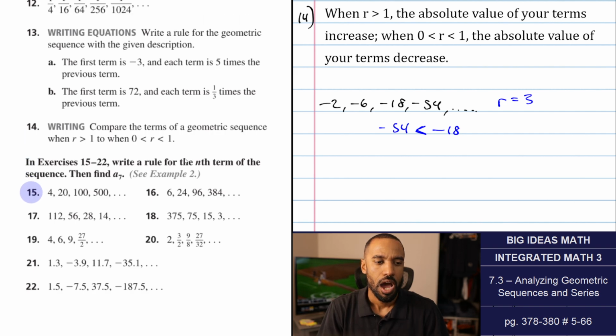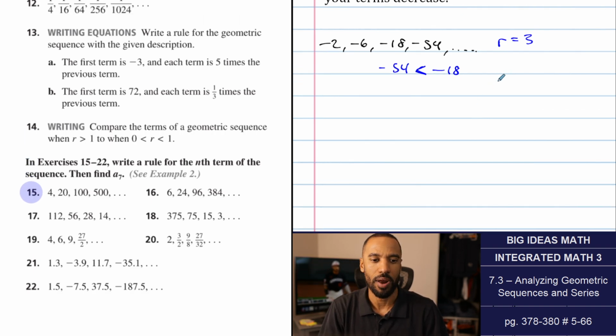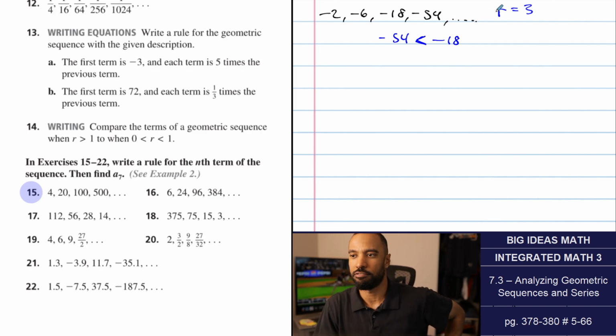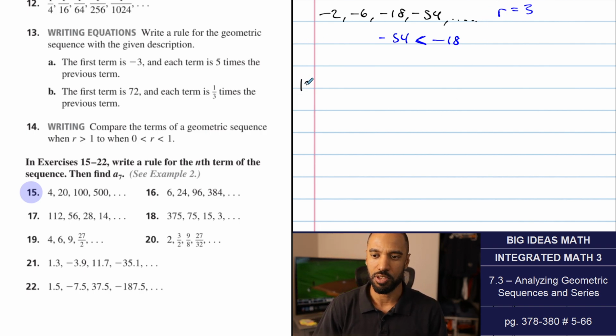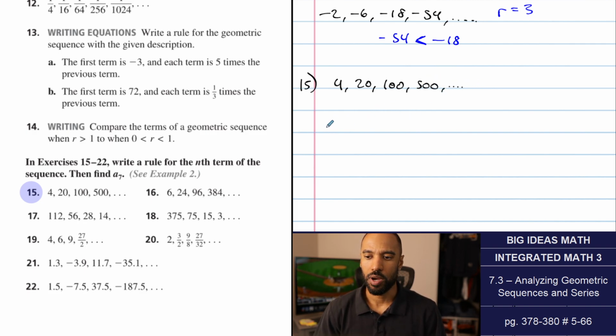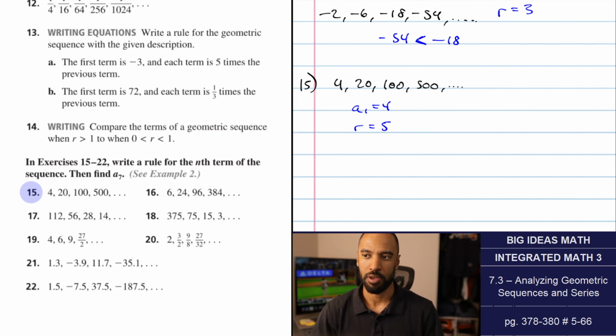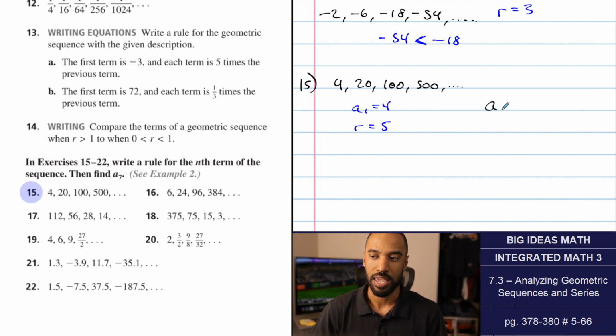All right, exercises 15 to 22: write a rule for the nth term of the sequence, and then find a sub 7. Classic case of something you could have done even back in IM1, and I forget if we did problems like this back in 7.1. It's a couple sections ago. Okay, for this one, our first term is 4, and our common ratio is 5. We're multiplying by 5. We're not testing whether it's geometric or not. It is geometric. So the rule is 4 times 5 to the n minus 1 power.